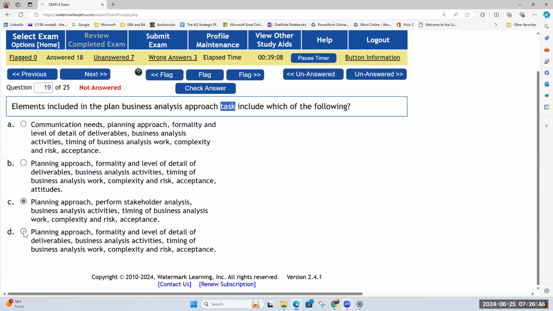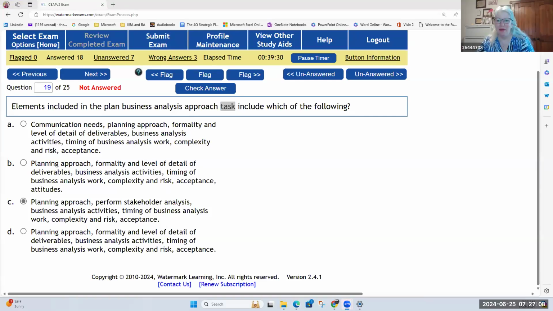I feel A because communication needs also should be documented in the approach. That's good logic. But according to the BABOK, don't. Yeah, sorry. Go on. No, it's okay. Go ahead. Yeah, attitudes. I wasn't sure if we spoke about attitudes in BABOK.